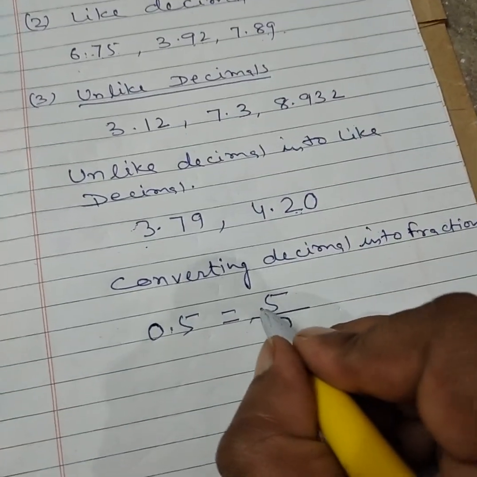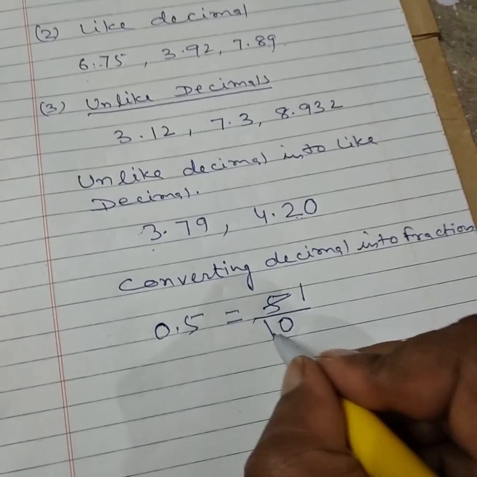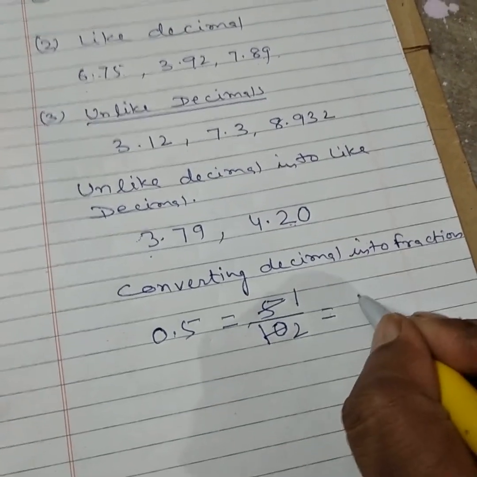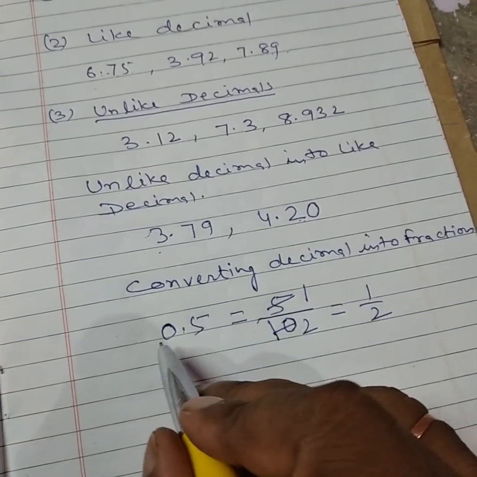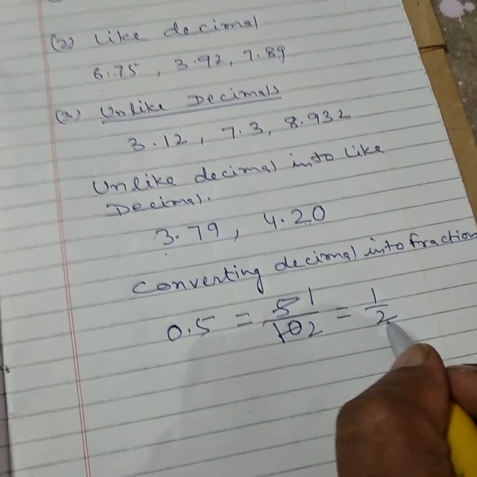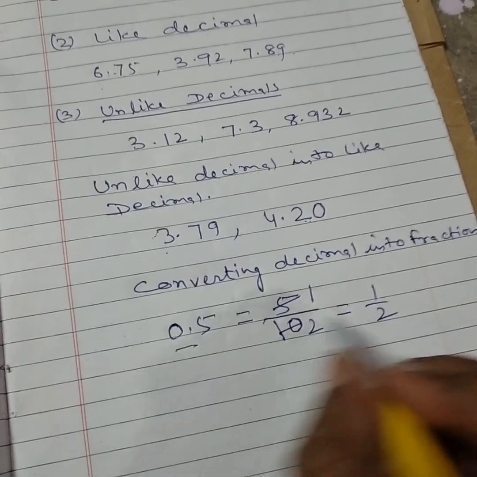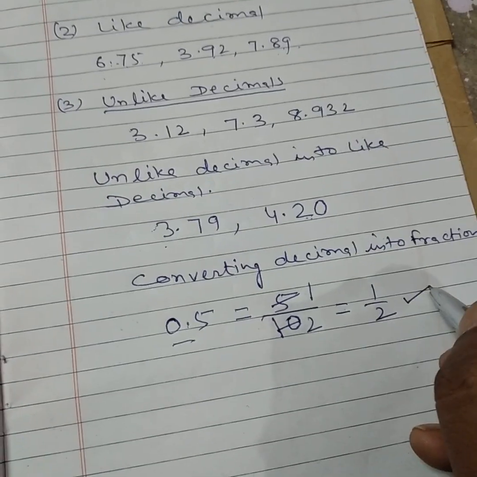If you cancel, 5 divided by 5 is 1 and 10 divided by 5 is 2, so 1 upon 2. 0.5 means 1 upon 2. This one is in decimal form and this one is in fractional form.